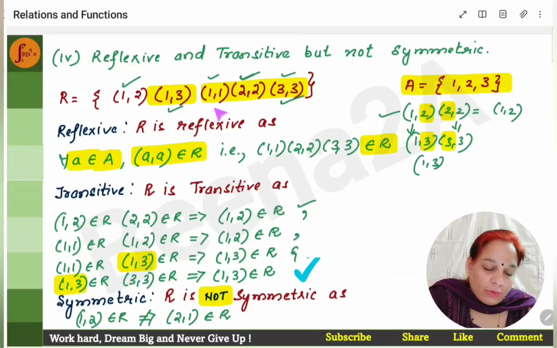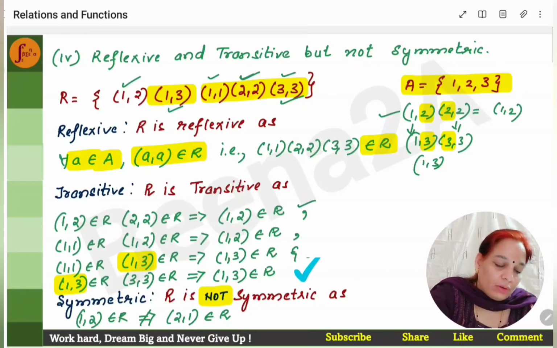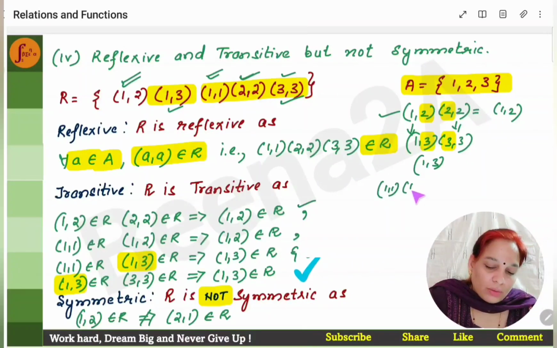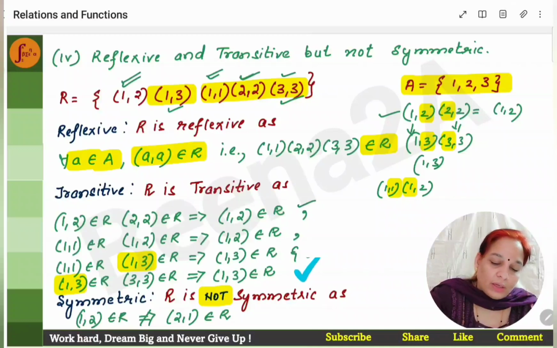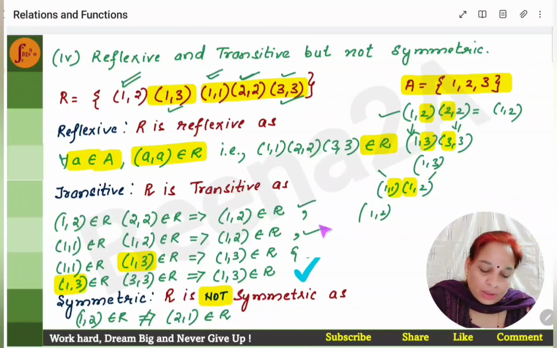Then we'll have to look for all such combinations. With 1 also there is a common element. With 1 you have (1, 1) and (1, 2). So the second element is the same. So what will be the third ordered pair? The first and fourth element, so it's (1, 2). So this condition is also satisfied.